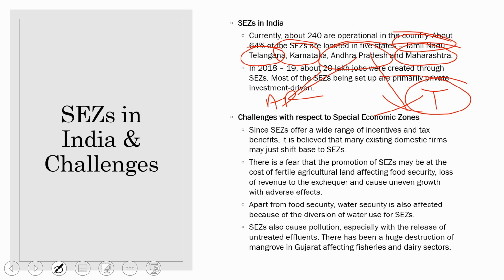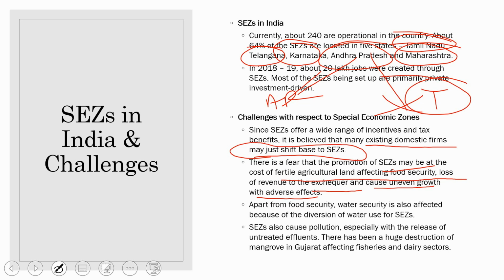And now the challenges with respect to special economic zones. Since SEZs offer a wide range of incentives and tax benefits, it is believed that many existing domestic firms may just shift base to SEZs. Other domestic firms are getting affected because of SEZs. Our domestic market also gets hit by the SEZs, because of the profit that they are getting, as they are very large industries. Okay, and there is a fear that promotion of SEZs may be at the cost of fertile agricultural land, affecting food security, causing loss of revenue to the exchequer, and causing uneven growth with adverse effects.